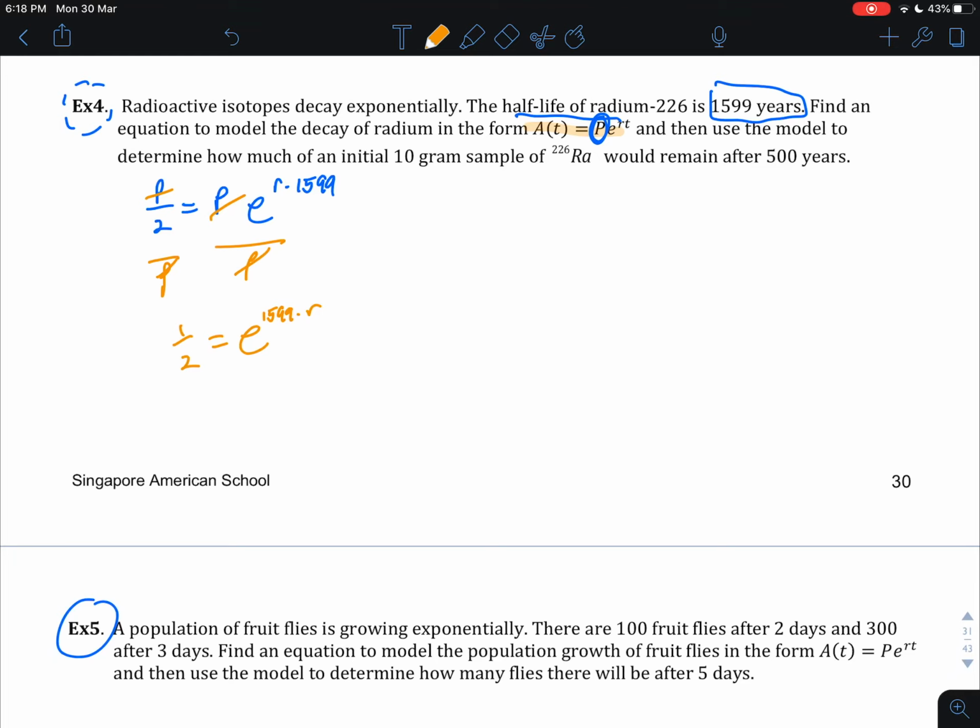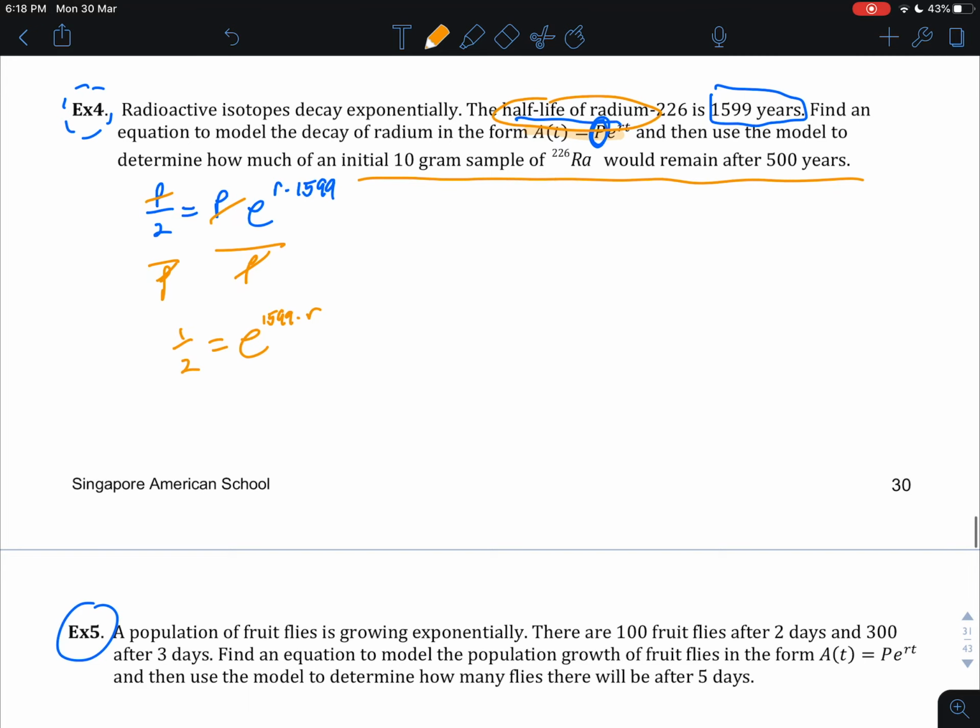And what we're doing in the first instance, this information here, the half-life, allows us to solve for the r value, and we will then be able to answer the second part of the question, which then asks us to solve for a specific given initial amount with a specific number of years. Okay, so very similar in number 5.